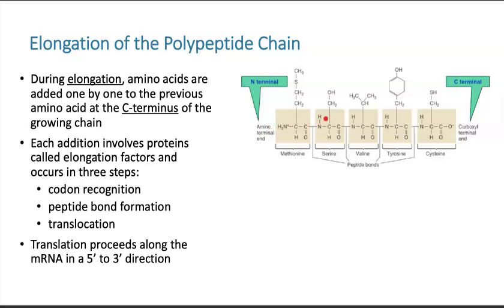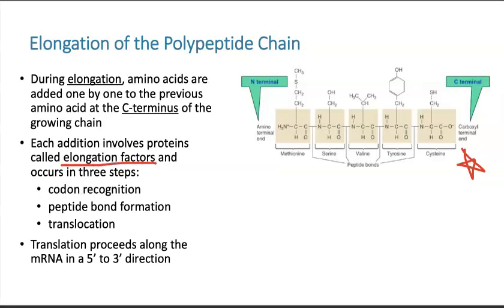And that's true for every single amino acid in this growing chain, right? So when you add a new amino acid to the growing chain, you're going to add it over on the C-terminus. Each addition involves proteins called elongation factors. So elongation factors is our concept here.